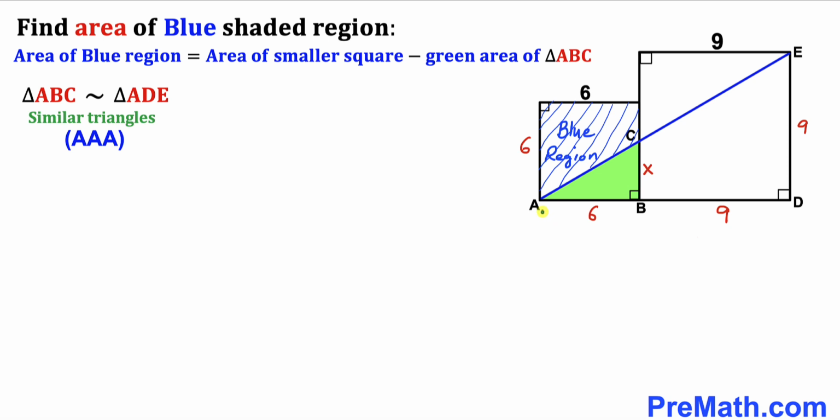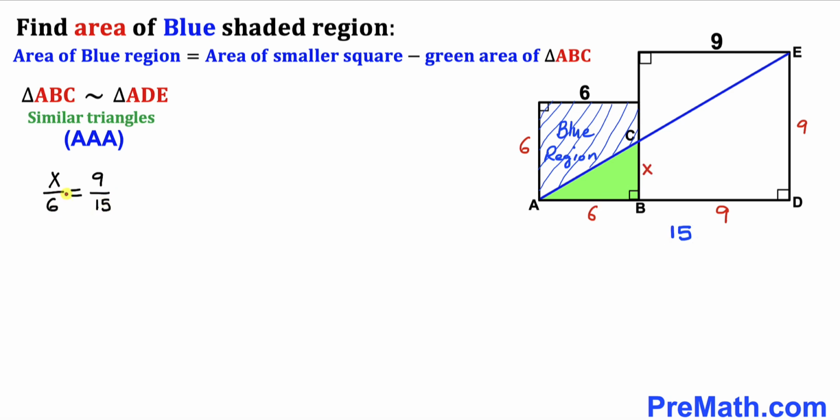And now we know that the side length of this smaller square is 6 units. So the length of this line segment AD is going to be 6 plus 9, which makes 15 units. Therefore we are going to have a proportion. That means we are going to have a ratio of x divided by 6 equal to 9 divided by 15.